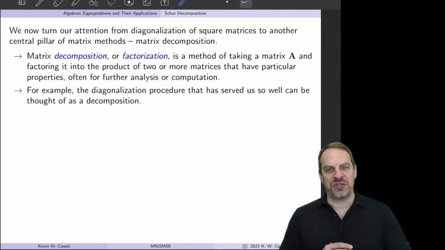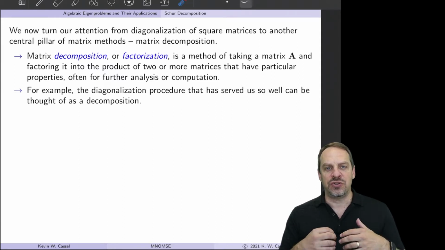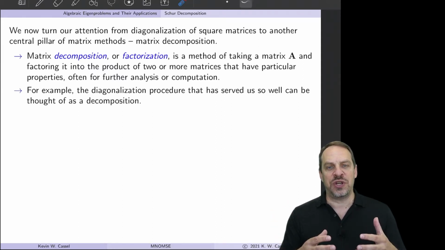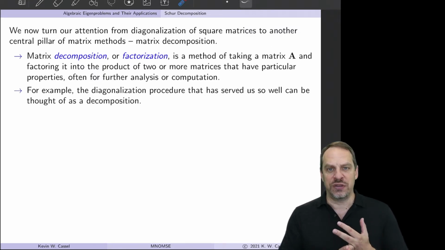Throughout this chapter, we've been discussing eigenvalues and eigenvectors, and then we spent the last number of videos talking about how we can use those to set up this diagonalization procedure to solve differential equations, to do the quadratic form, and so forth. Now we're going to change directions a little bit and discuss decomposition of matrices, or sometimes we refer to it as factorization.